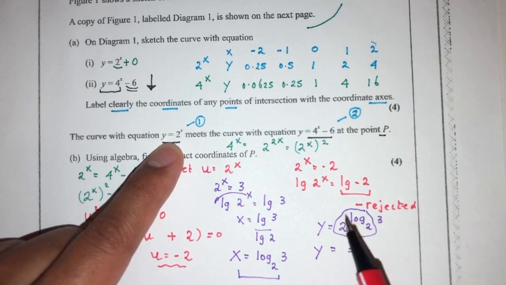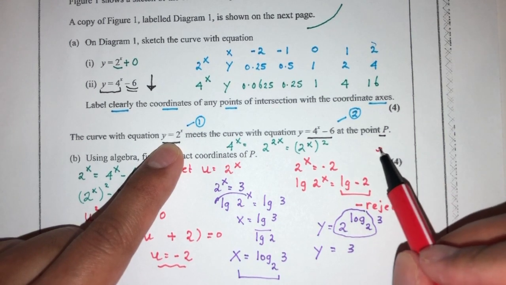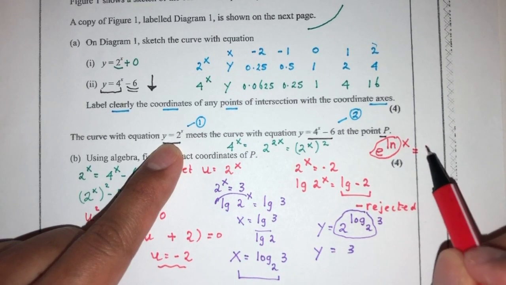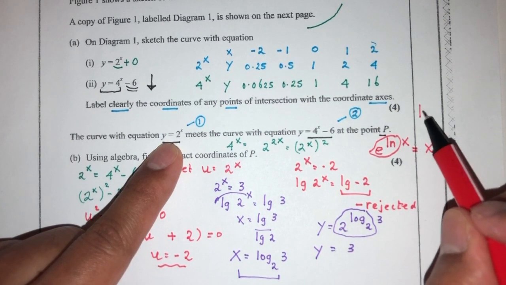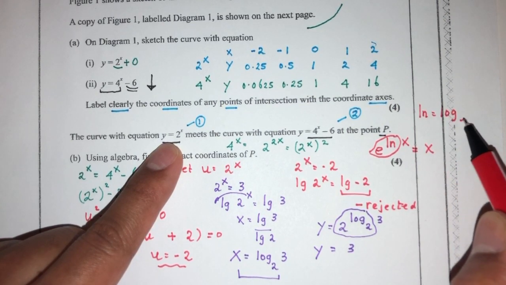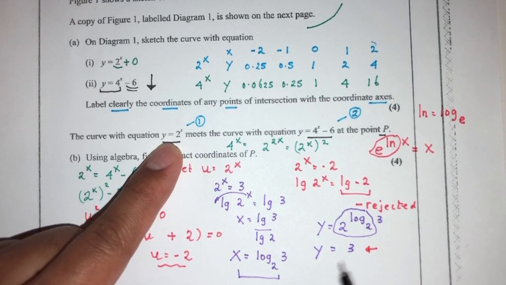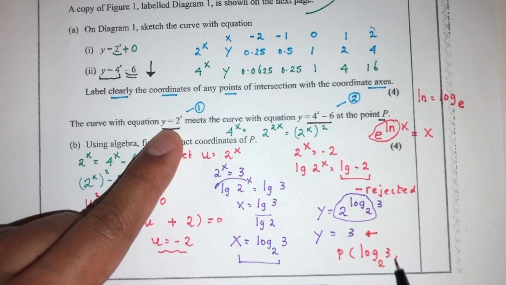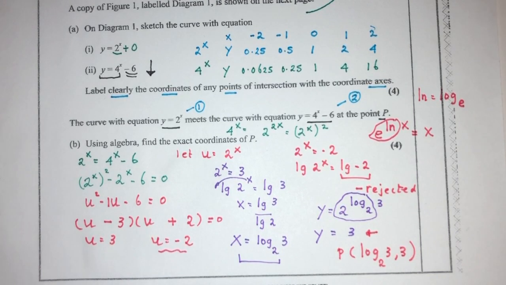So again, we have seen this before, in ln. Whenever we had the exponential of ln of x, we know it cancels out and was equal to x. Same idea here, because ln is log to the base of e. So same thing here. Here we have 2 to the log to the base of 2, the same base, which should cancel out and give you the value on the inside, 3. So the point P will be log base 2 of 3, and 3 as your value of y. And that will be your question number 2.